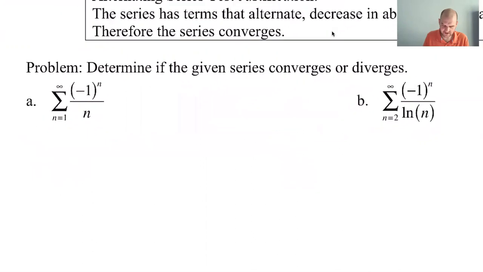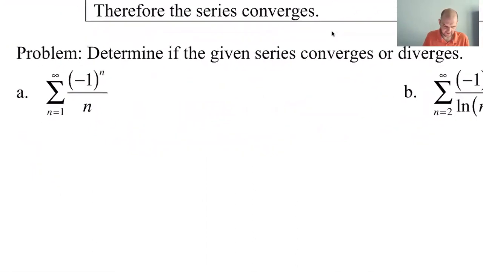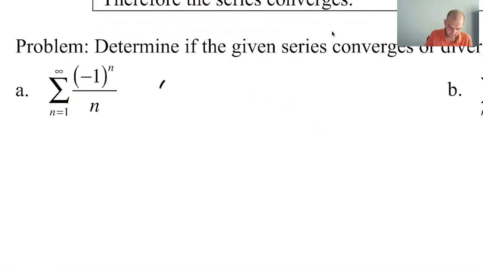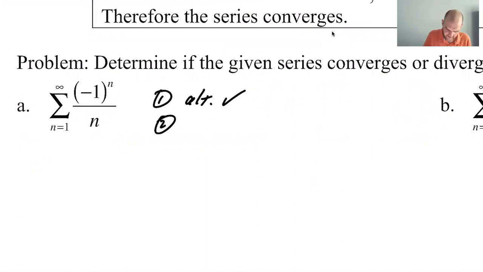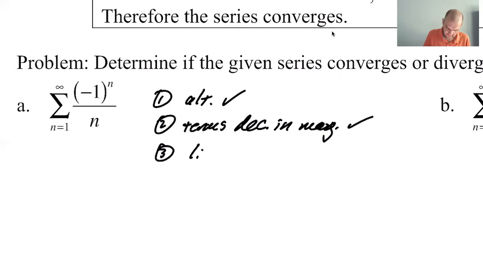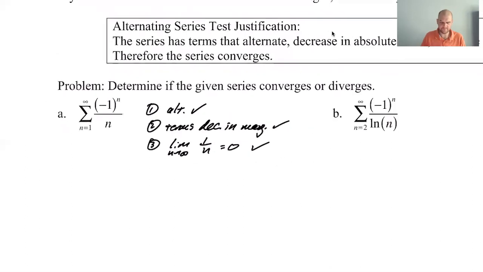So determine if the series converges or diverges. All right, so I'm going to say 1, it definitely alternates. 2, they decrease in absolute value. You don't usually need to prove this. I'm going to say that terms decrease in magnitude or absolute value. Check. And 3, the limit as n approaches infinity of 1 over n is 0. Check. All right, this converges.